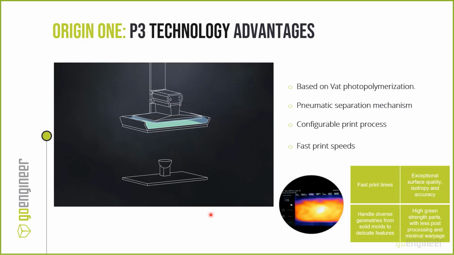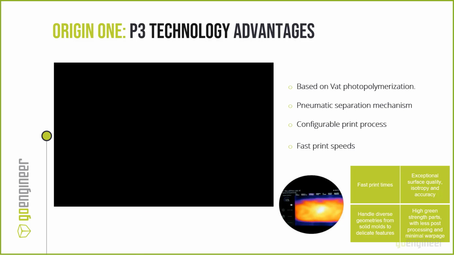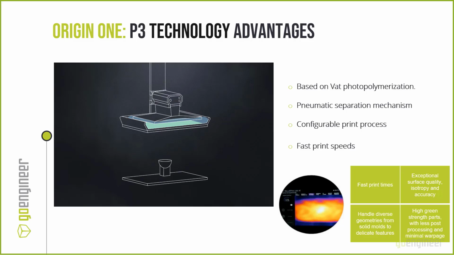And so this shows that pneumatic separation mechanism. You can see once it's projected, the membrane is lifted up and then vacuumed back down, which breaks away the part. And so then you can print the next layer.